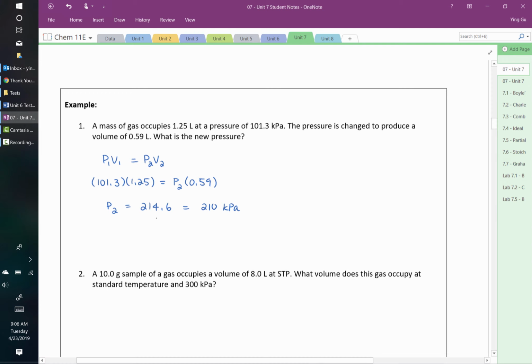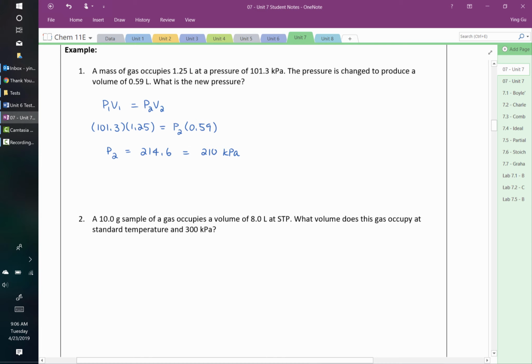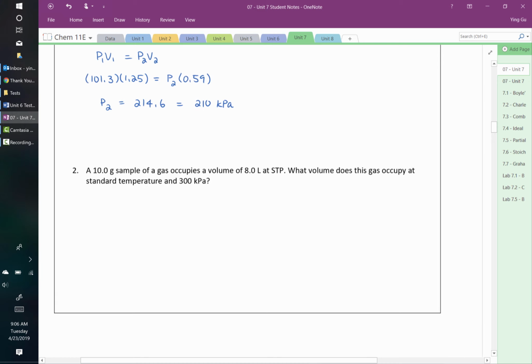Remember, just a reminder that when you're rounding, we only round once. So this 4 here is under 5. So we keep the next digit at 1, at 210. We do not use the 6 to bump up the 4 into a 5, which then bumps up the 1 into a 2. That would be a two-step rounding, which is a no-no. On to our last example. A 10-gram sample of gas occupies a volume of 8 liters at STP. What volume does this gas occupy at standard temperature and 300 kilopascals?